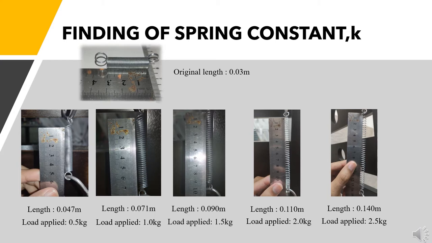for these springs. The experiment started with the springs carrying loads with different weights. The original length of the springs is noted as 0.03 meter. For the first load, 0.5 kg, the length of the springs is 0.047 meter. Next, we use a 1 kg load, and the length we get is 0.071 meter.